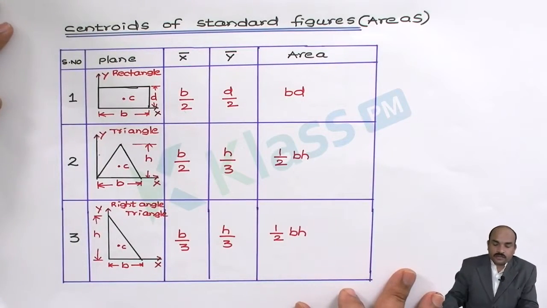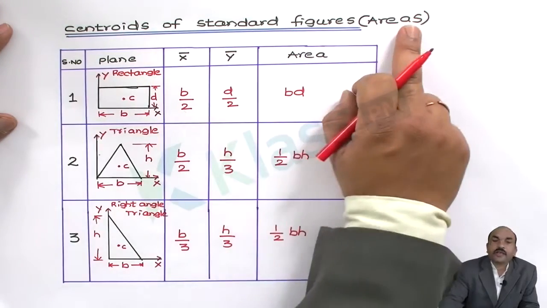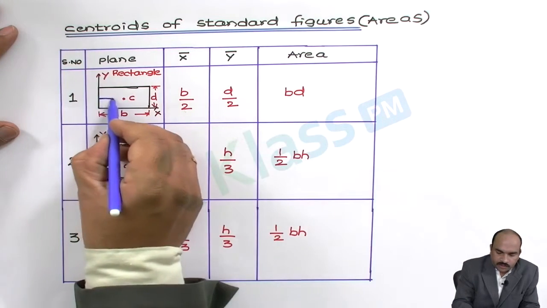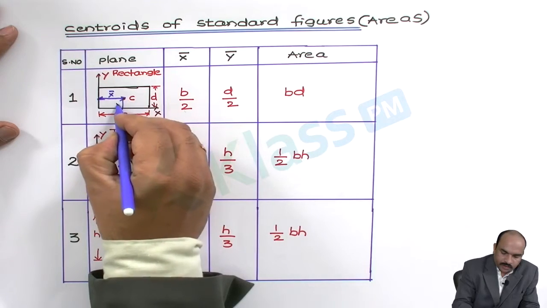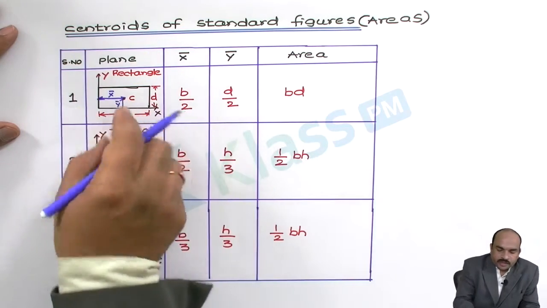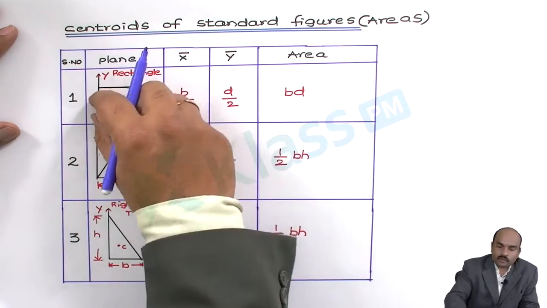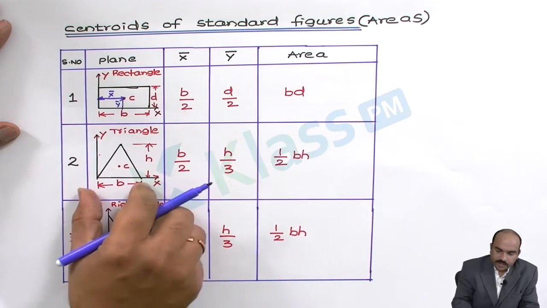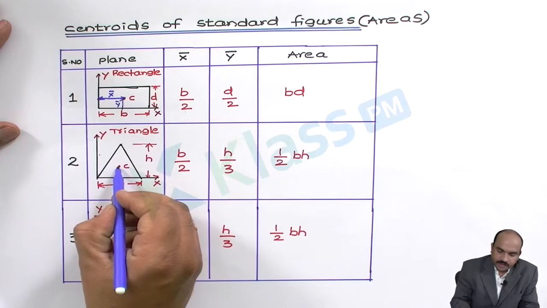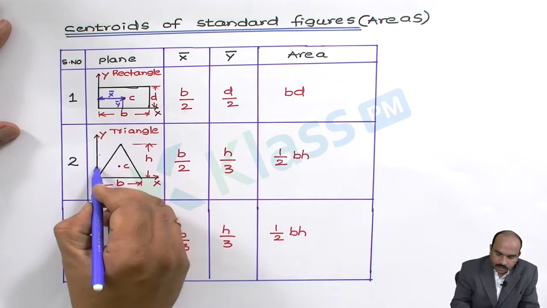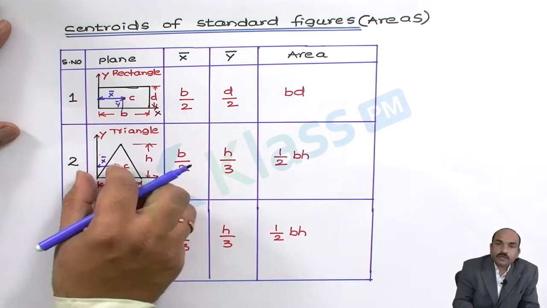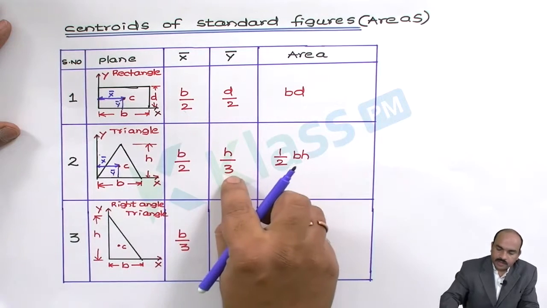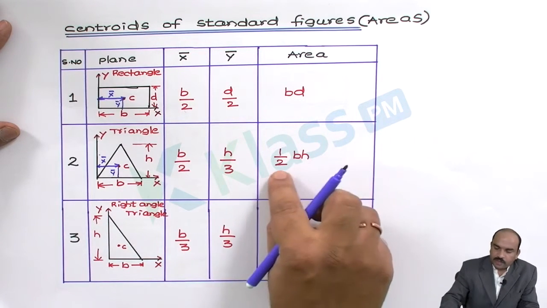Now let us see the centroid of standard figures, that is centroid of areas. This is the rectangle and this is x bar and this is y bar. So x bar is b by 2, y bar is d by 2. We know the area of the rectangle is B into D. Similarly for the triangle, its base is B, height is H. Let this be the center of the triangle and this length is x bar. So this length is B by 2. Then this is y bar. This y bar is H by 3. Now the area of the triangle is half into base into height.